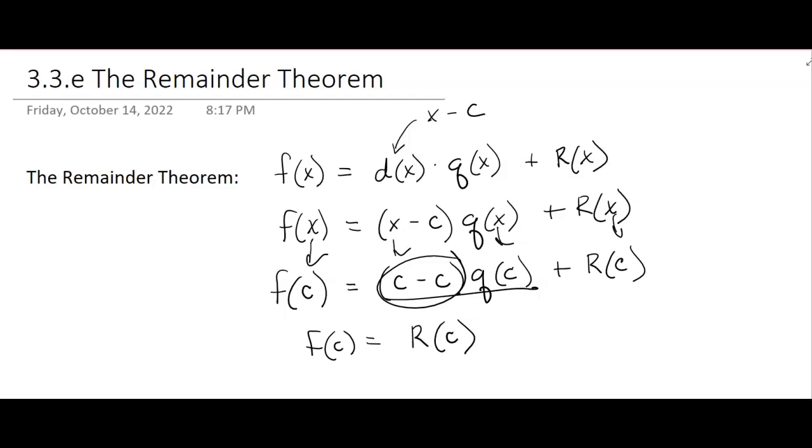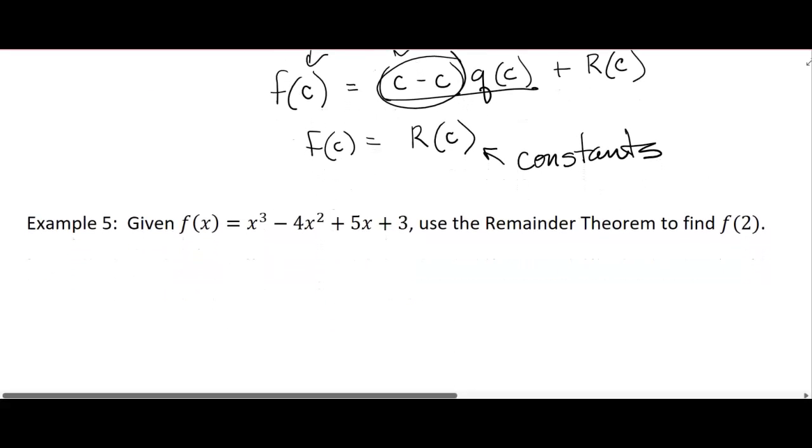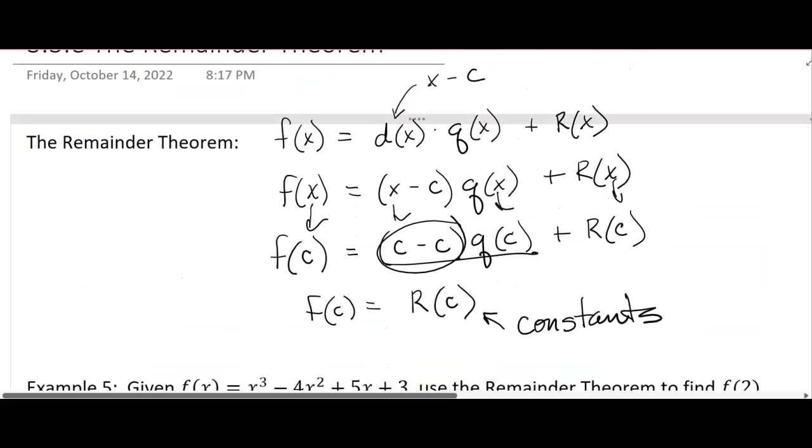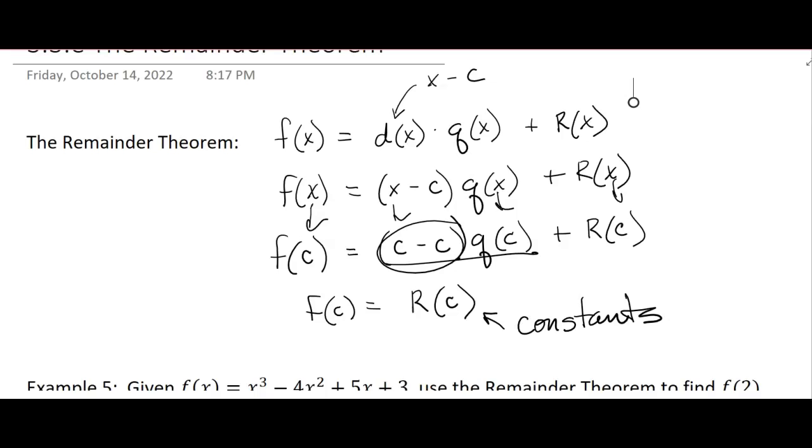Now, the remainder could be a polynomial, but it's most likely not going to be, because you're always dividing by a linear factor. So it's just going to be a constant. Okay, so now we can try it. Let me explain a little bit more what it means. It means if you want to evaluate a polynomial, it could be some huge polynomial, all you have to do is divide synthetically by whatever c is, and whatever the remainder is, that's the evaluation.